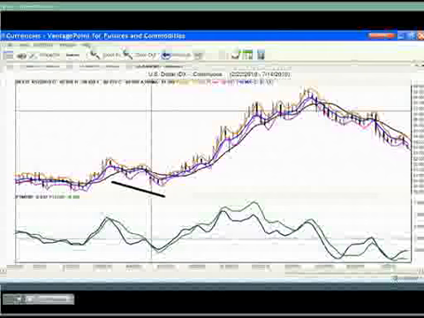But as is quite often the case, when the markets are going in one direction for a little while, you will see that all of a sudden things start to change.